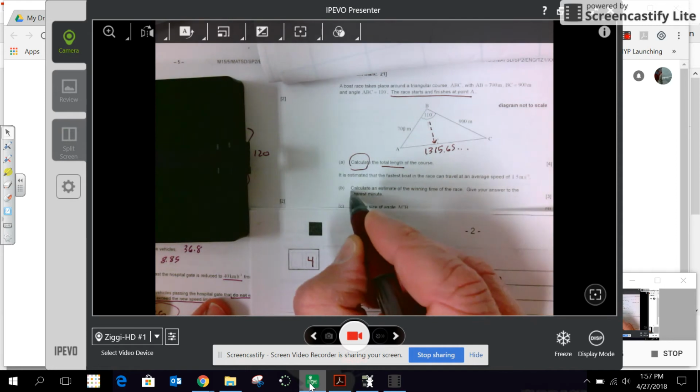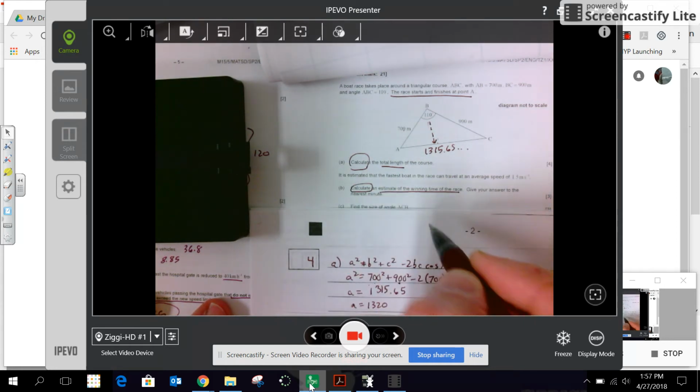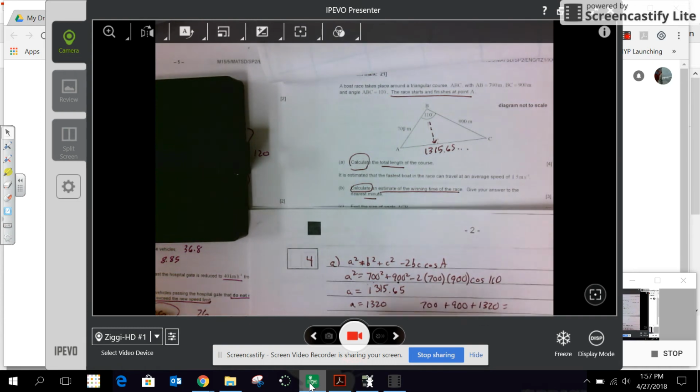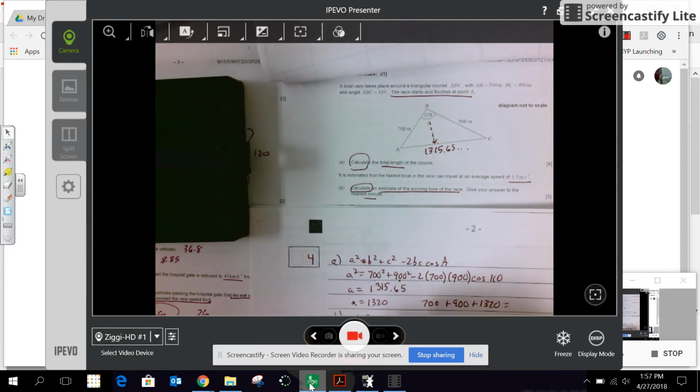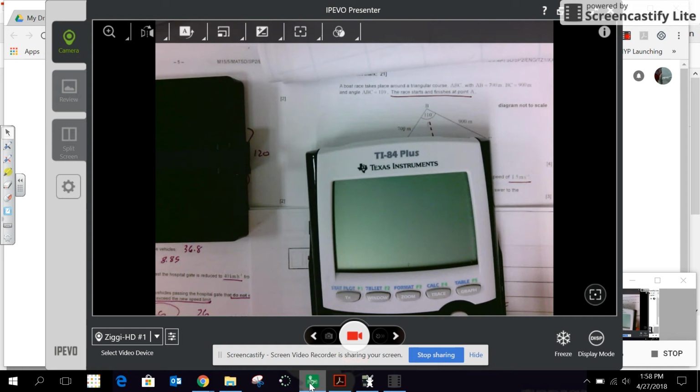Okay. Part B, calculate an estimate of the winning time. Give your answer to the nearest minute. There's a rounding thing here. So B, total time. We know that the speed is 1.5 meters per second, and we are going 1,320 meters. Distance equals rate times time. So the distance is 1,320. The rate is 1.5 meters per second. So if we divide 1,320 by 1.5, that gives you an estimate. Do that quick.